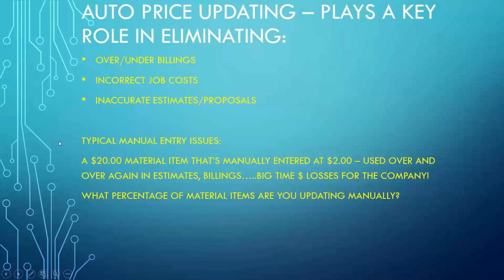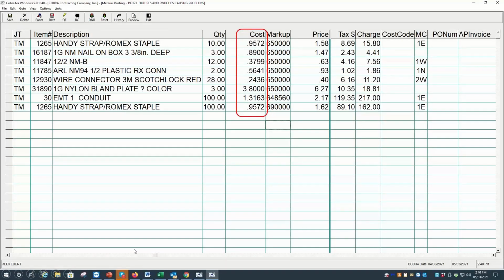So auto price updating plays a critical role in eliminating your over/under billings. It eliminates incorrect job costs, as well as inaccurate estimates and proposals. You know, when you're manually changing prices, typically, you have a $20 material item that's manually entered at $2, and if you're using that over and over again in estimates and billings, well, it's big time dollar losses for the company. So you got to ask yourself, what % of the material items are you manually updating right now? And again, we're talking about the actual costs that you're using day to day.